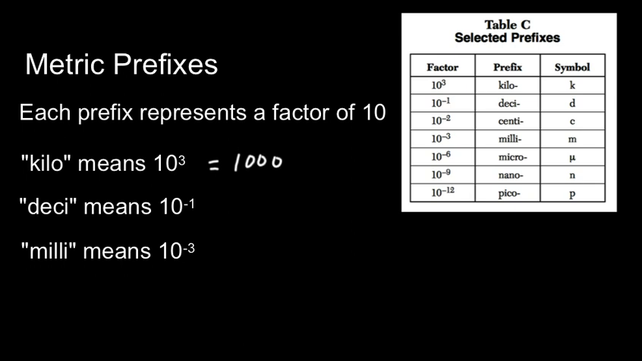Deci means 10 to the negative 1, which is really equal to 1/10. And milli means 10 to the negative 3, which is 1 over 1,000, which is really 1/1000th.